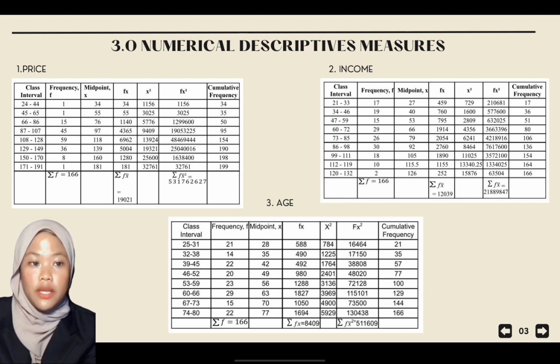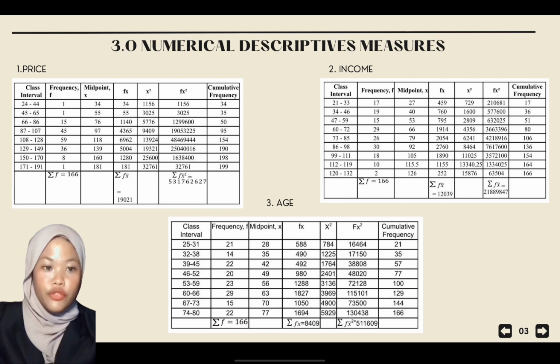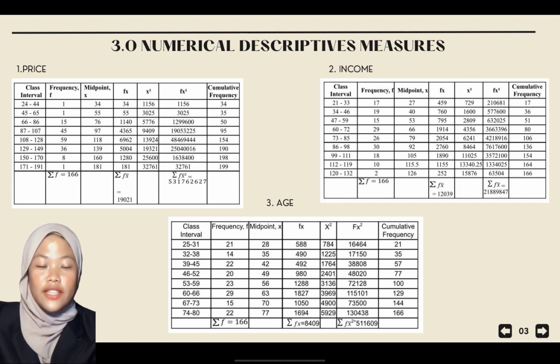Next is income data, where the first quartile is 51.26 and the third quartile is 93.52. The interquartile range for that is 42.26. Moving on to the third data, which is age. The first quartile and the third quartile are 48.3 and 64.86, while the interquartile range is 16.56.